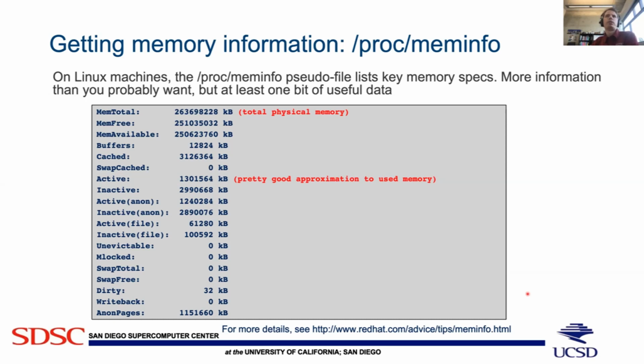So if you want to get memory information, you can look at /proc/meminfo. That's a pseudo file that lists key memory specs. There's probably also more information that you want, but there's at least one bit of useful data. So you get the total memory, and there's a pretty good approximation, this active memory here, to the memory that's actually in use by applications currently running on the compute node you're on.